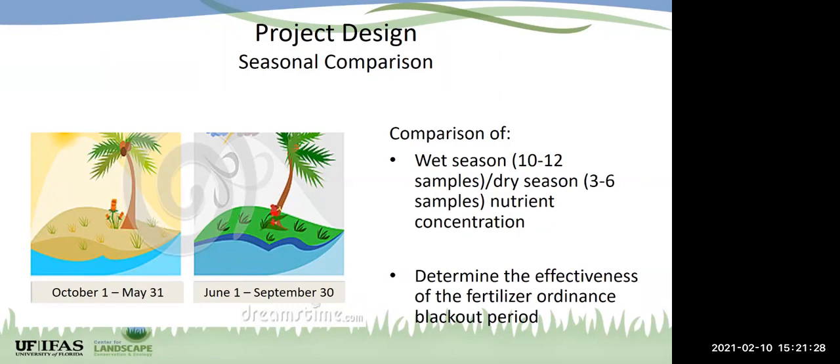That blackout period is usually from June to September during the rainy season, under the premise that rainy season rains flush out nutrients from the soil, and that if people are fertilizing, that's just going to be an extra source of nutrients that are just going to be flushed out with the rainy season rains. So we wanted to test if that ordinance is effective. So we have samples of runoff during the dry season when there is no blackout period in effect, and during the rainy season when that blackout period is in effect.